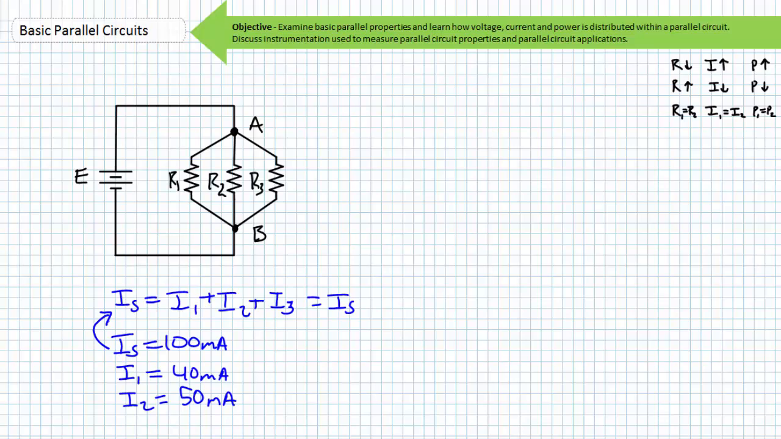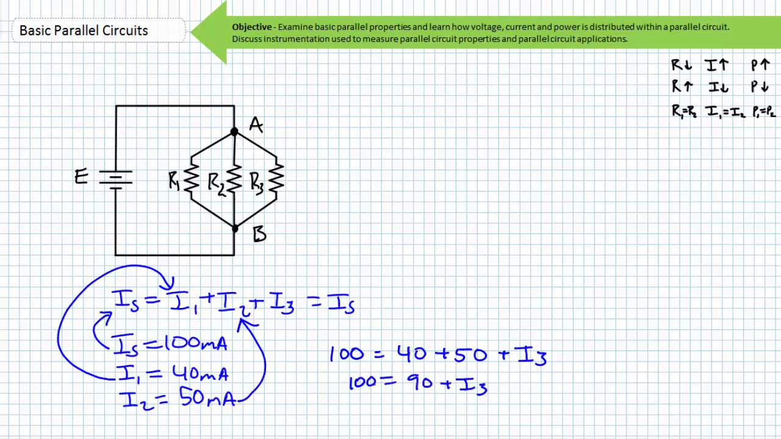We measured the source current to be 100 milliamperes. We measured the current through R1 to be 40 milliamperes. We measured the current through R2 to be 50 milliamperes. What's left over? The answer is I3. If 100 milliamperes enters node A and 40 milliamperes of it travels through R1 and 50 milliamperes travels through R2, subtracting 90 milliamperes from both sides, we obviously realize that the remaining 10 milliamperes of current has to travel through R3. Don't even worry about taking this current measurement because what comes in must come out.